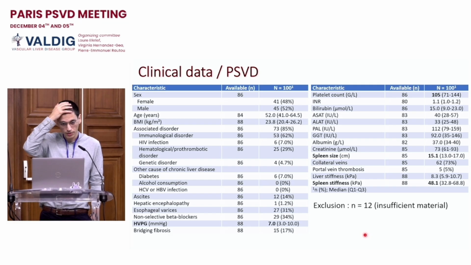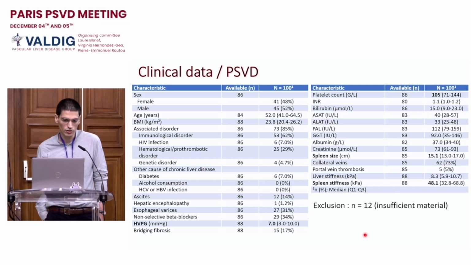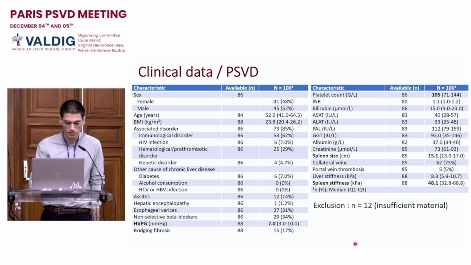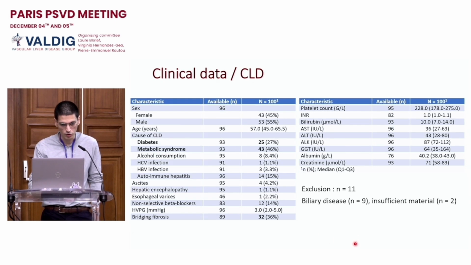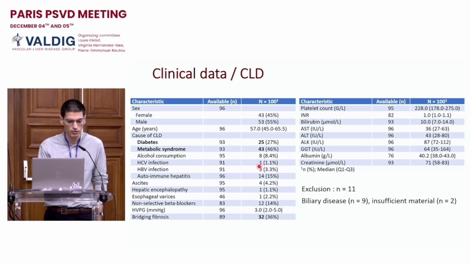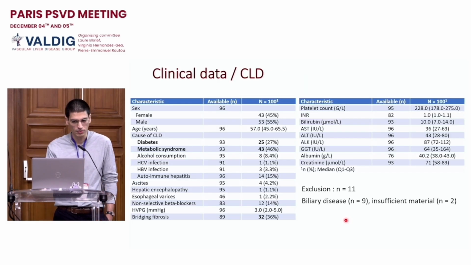About PSVD cases, a median age of 52 and, as expected, low platelet count, splenomegaly, higher spleen stiffness, and all patients with portal hypertension by definition of this cohort. And for chronic liver disease, they kind of represent what we have nowadays. So not many viral infections, because they don't need any biopsy anymore. Most of the patients were MASH or MASLD patients with a significant subset of autoimmune hepatitis. And no portal hypertension, or really rare portal hypertension, in this cohort.